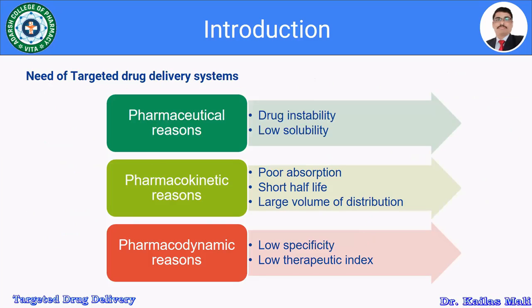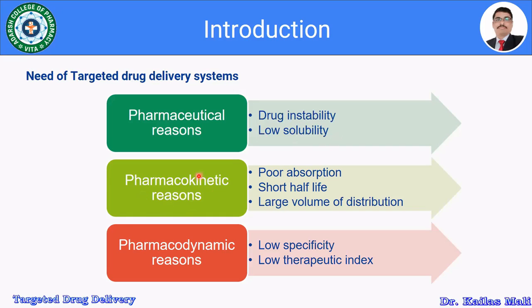Let us move towards the need of targeted drug delivery system. Here we are going to discuss the need in terms of the pharmaceutical reasons, the pharmacokinetic reasons, and the pharmacodynamic reasons. In the case of pharmaceutical reasons, as you know, there are so many drugs which have low solubility, and there is an issue of stability. These two problems, drug instability and low solubility, can be minimized with the help of the targeted drug delivery system.